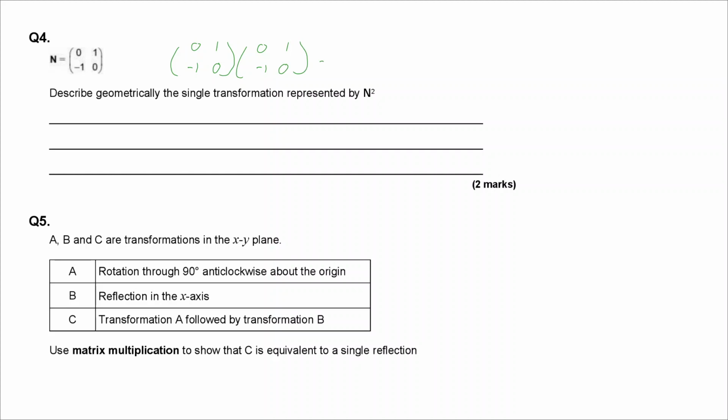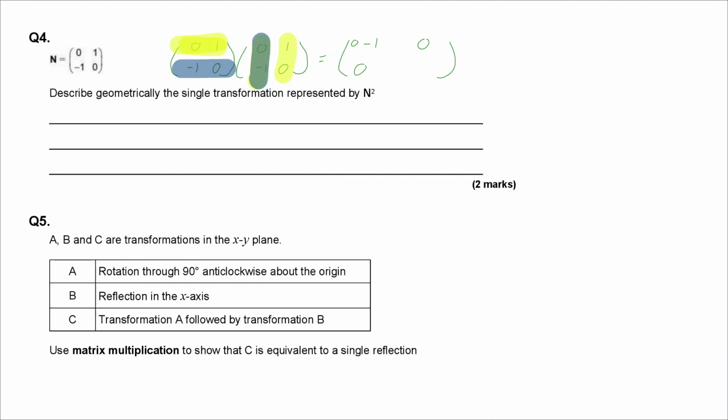And let's work through this the same way as before. Okay, so we're going to take the first row and the first column and multiply. So 0 times 0 is 0, add 1 times minus 1 is add minus 1, so just minus 1. I then do the first row with the second column. 0 times 1 is 0, 1 times 0 is 0, so that's 0 plus 0, which is 0. I then do the second row with the first column. So negative 1 times 0 is 0, and 0 times negative 1 is 0. Add them, we get 0.